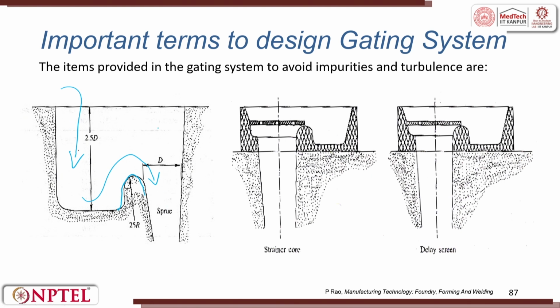When we do that, there is a possibility it can have oxides or it can have soil erosion. So, we always put a strainer core. The strainer core is there, so liquid comes and then it can go like this. You can also have a delay screen. So, this strainer core and delay screen have similar functions. These items are provided in the gating system to avoid impurities and turbulence.